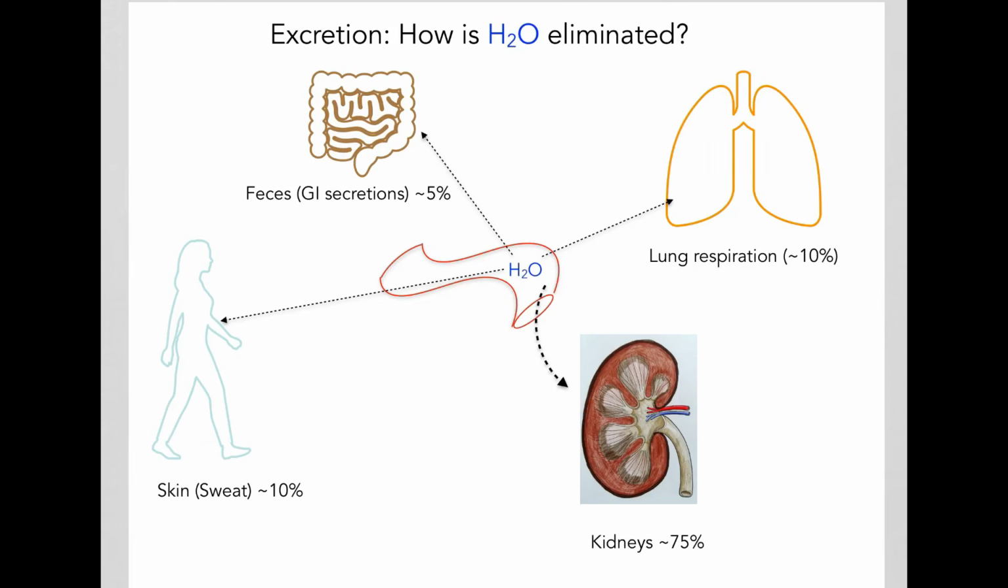Okay, so let's look at the E part of ADME, excretion. How is water eliminated or excreted? Feces, about 5%. Respiration through lungs, about 10%. We don't even know this is happening, so we call this insensible loss of water just by evaporation. Sweating, skin sweat, 10%. Most of the water, not surprisingly, is eliminated by the kidneys, 75%.